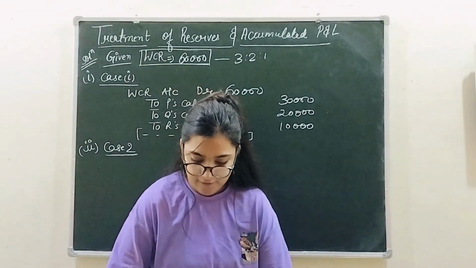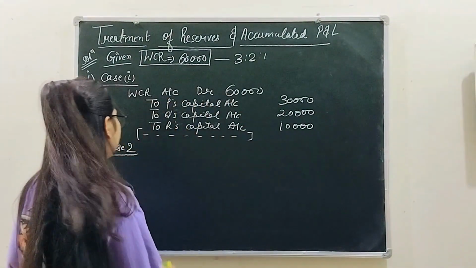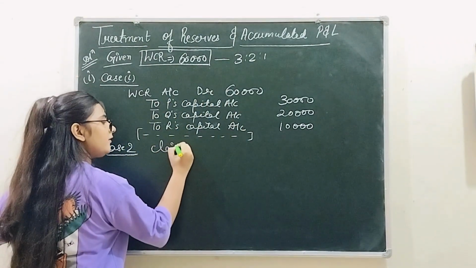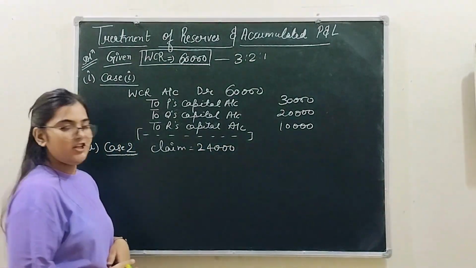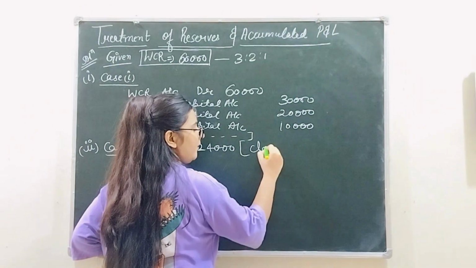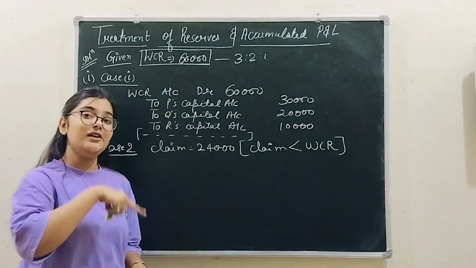Your case 2: if a claim on account of workman compensation is estimated at 24,000, your claim is 24,000. Tell me, which situation is this? Here your claim is less than your WCR. This is your second condition.